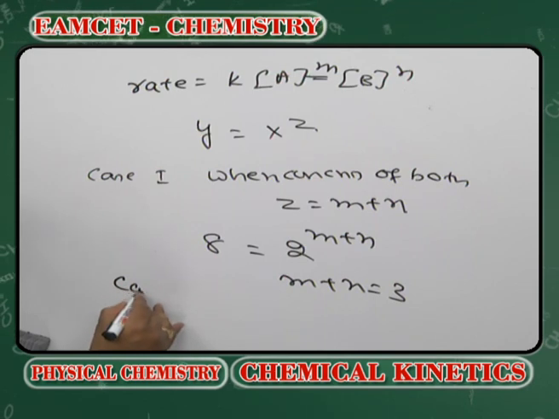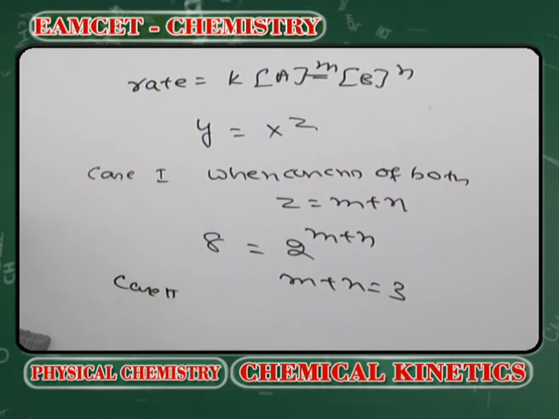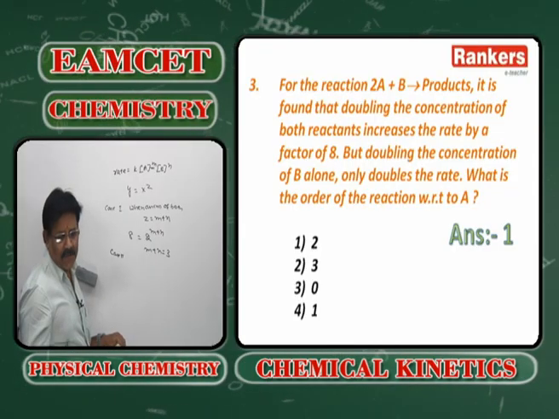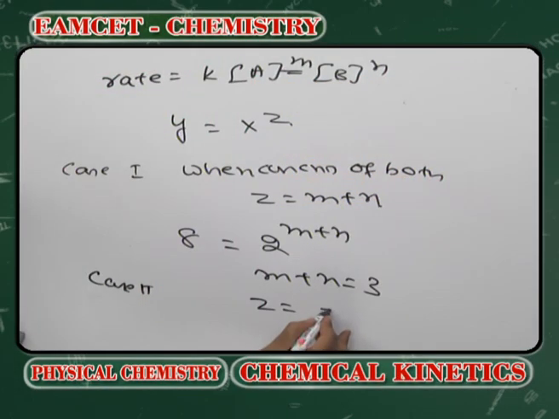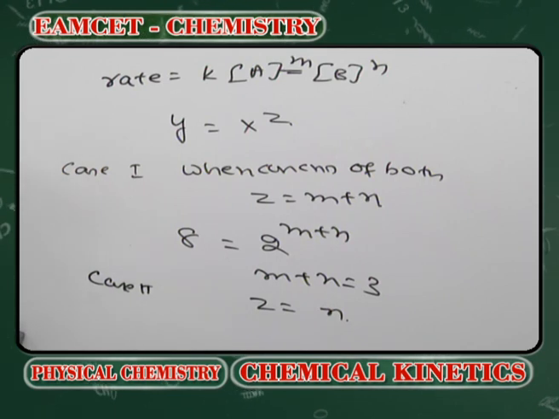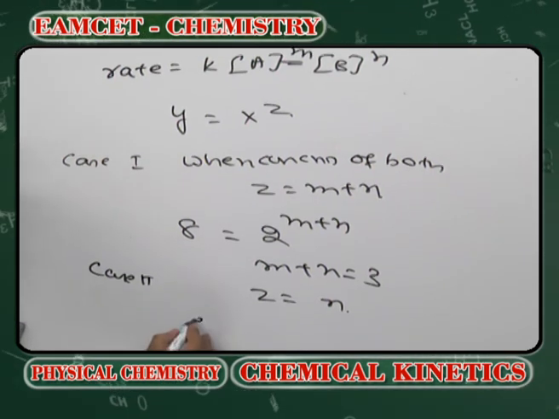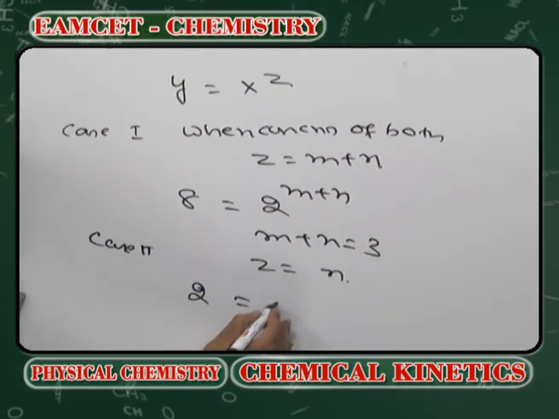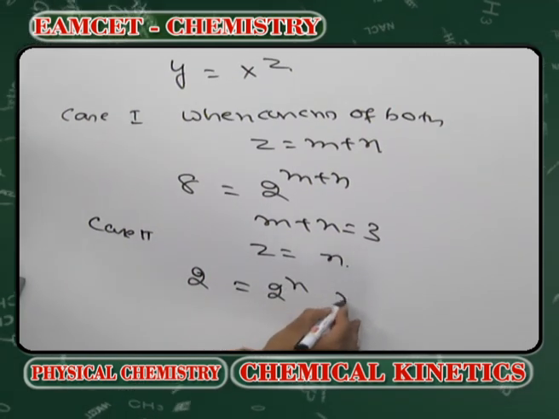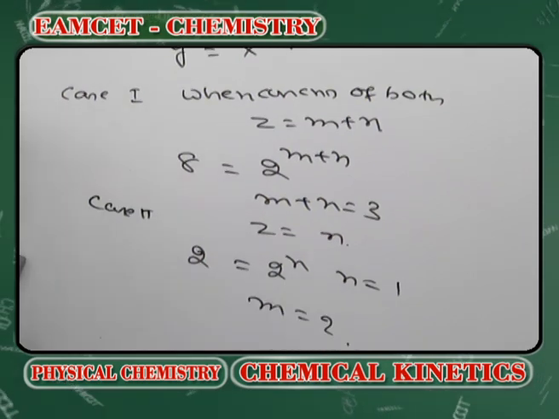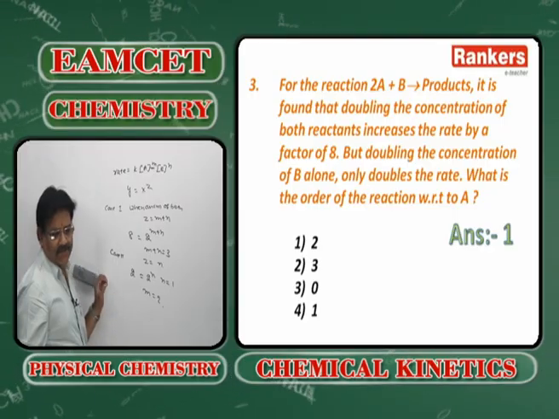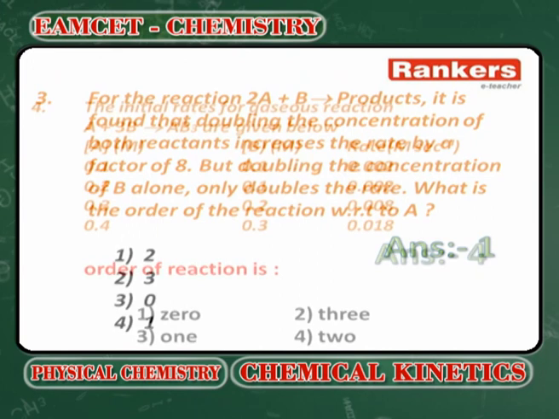What is case 2? When the concentration of B alone is doubled, in this case z will be equal to n. So what will the y value? 2 to the power of n is equal to 1. Therefore m is equal to 2. Order with respect to A is equal to 2. Option 1 is the answer. Next question.